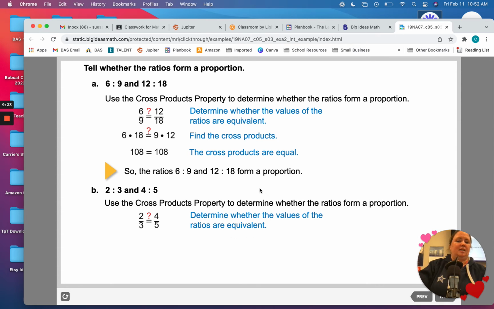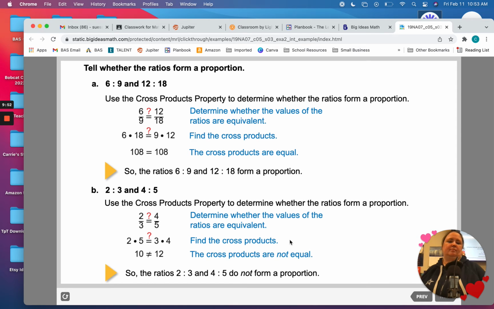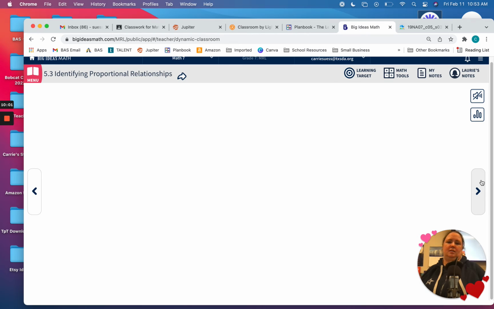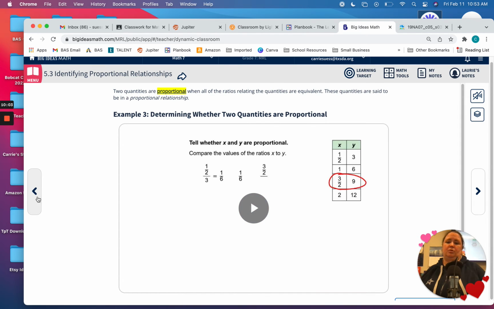So let's do it with the second one, B. 2/3 equals 4/5. So we're going to multiply what? Across. Okay, which one do you want to do first? 2 times 5 is 10, and 4 times 3 is 12. So 10 does not equal 12. So these do not form a proportion. Okay? Any questions? No. All right, do your try-its. Just a couple try-its, then we have another example.